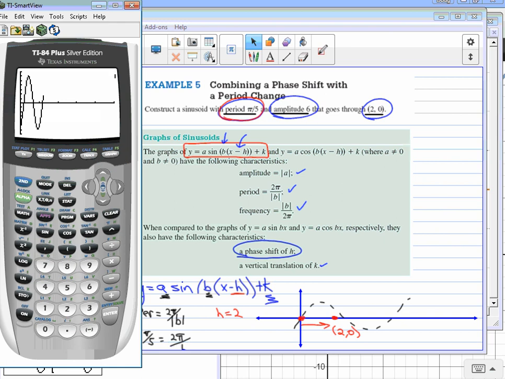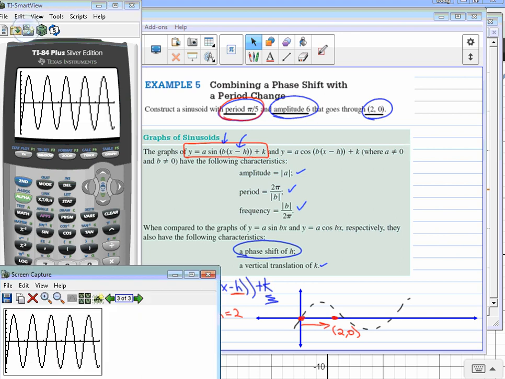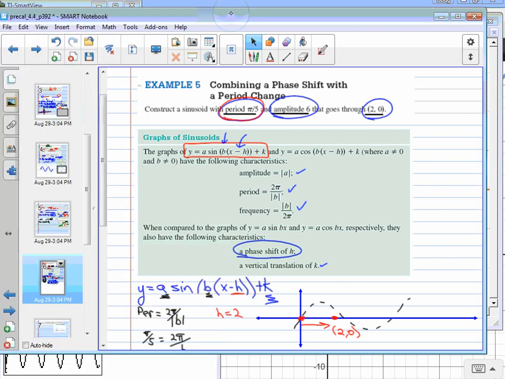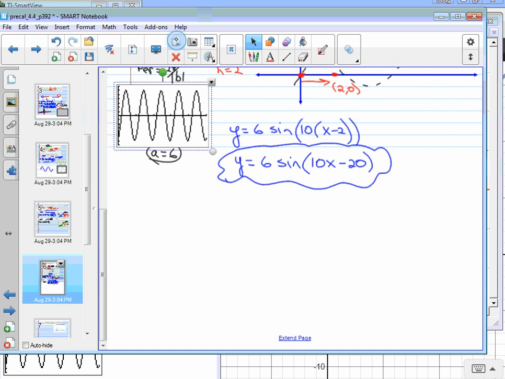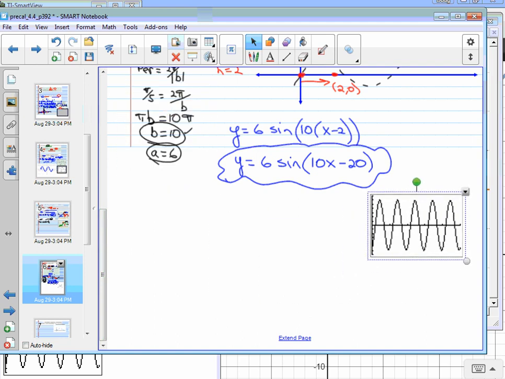Now when I graph it, I should get 1 complete cycle. So if I look right here, there's my mark. I should be right there again. Now I'm not at the bottom, but I'm 1 complete cycle. 2 complete cycle, 3 complete cycle, 4 complete cycle, 5 complete cycle that has happened.